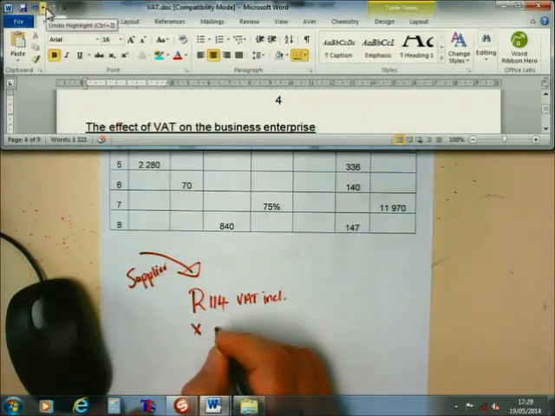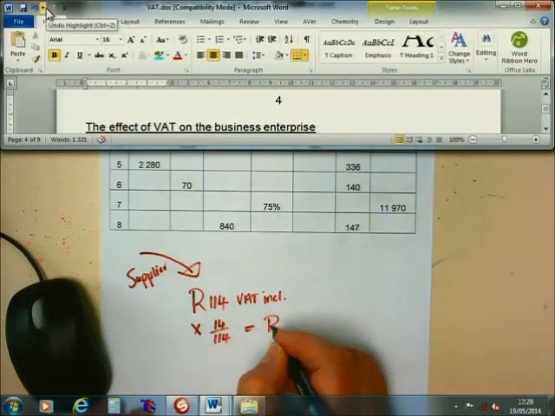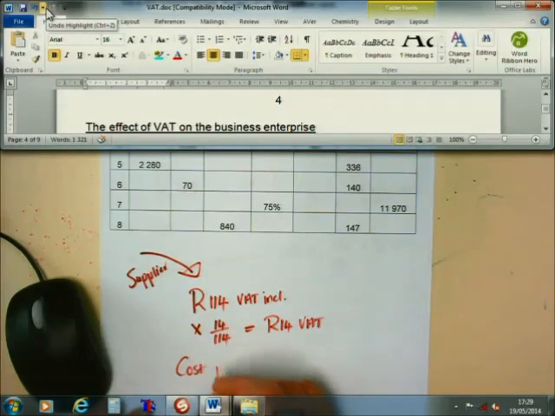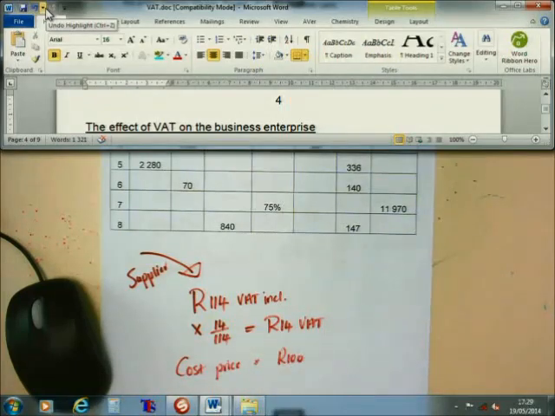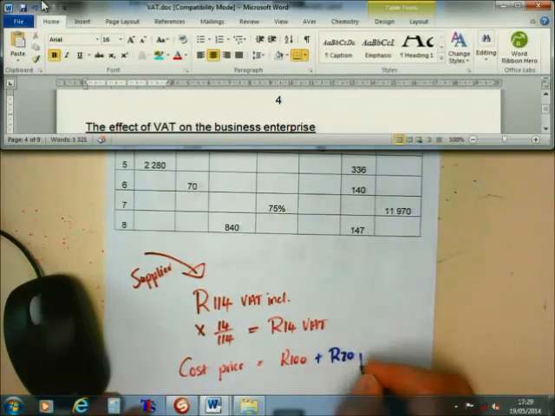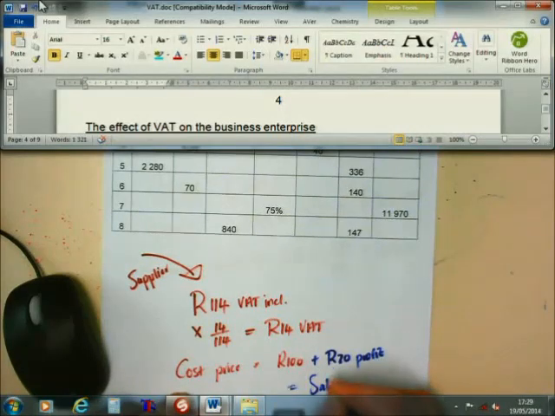Then we say times 14 over 114, which gives us VAT of 14 Rand and a cost price of 100 Rand. Can you see that? VAT inclusive, that gives us a VAT amount of 14 and a normal amount of 100 Rand. Then we add a 20 Rand profit. So our sales is 120 Rand.